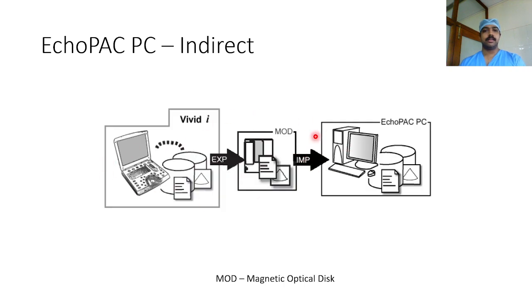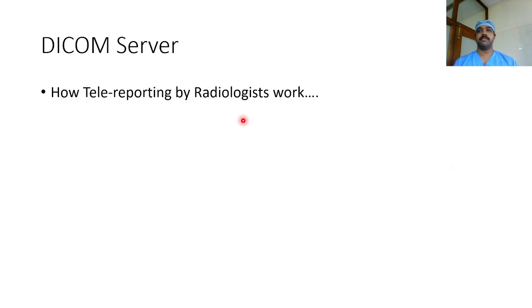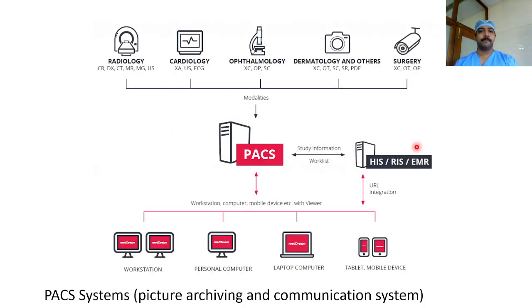Then there is another indirect method to transfer: the EchoPack PC may be sitting somewhere else, so we can transfer the data to a magnetic optical disc and transfer through that. Or we have a DICOM server. Immediately when we acquire any image, be it Echo, CT or MRI, it will go to the DICOM server. Based on that, for tele-reporting, they can sit at their home and access these images, provided they have the access.